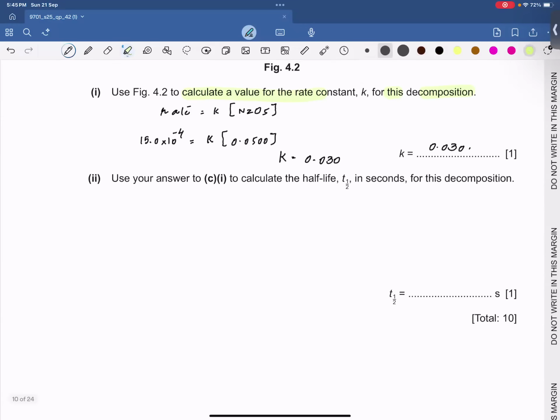Now in the next part, use your answer to C1 to calculate the half-life in seconds for this decomposition. Since it is a first order reaction, for first order half-life, I'm going to use this expression: 0.693 over k. I've got the value of k from the previous part. So I'm going to plug in the value here as it is. So the value is going to be 23.1. Okay. So that's the end of this question. Let's see what we have in the next.